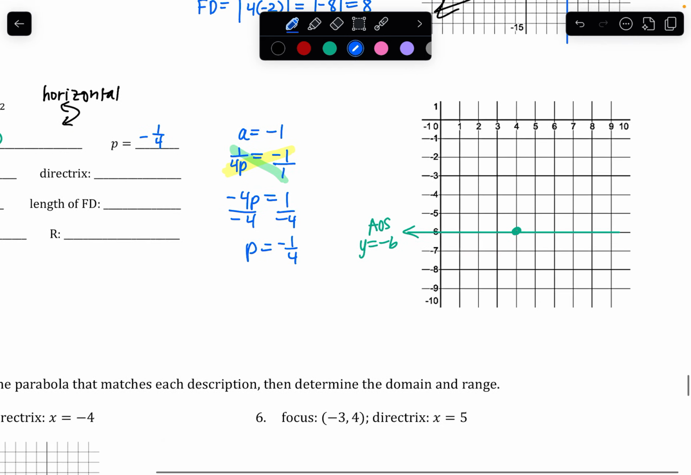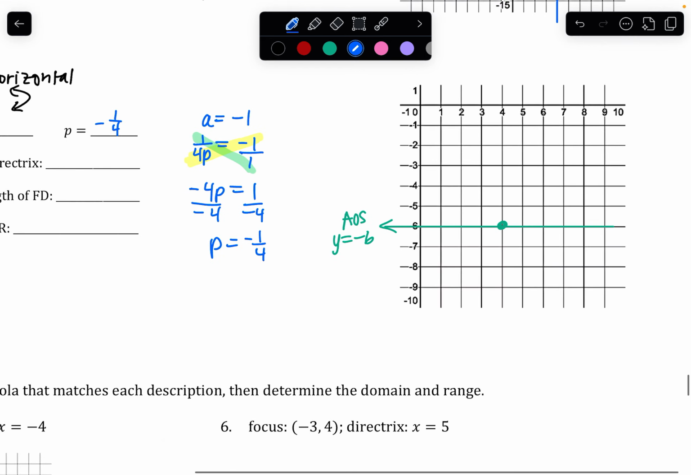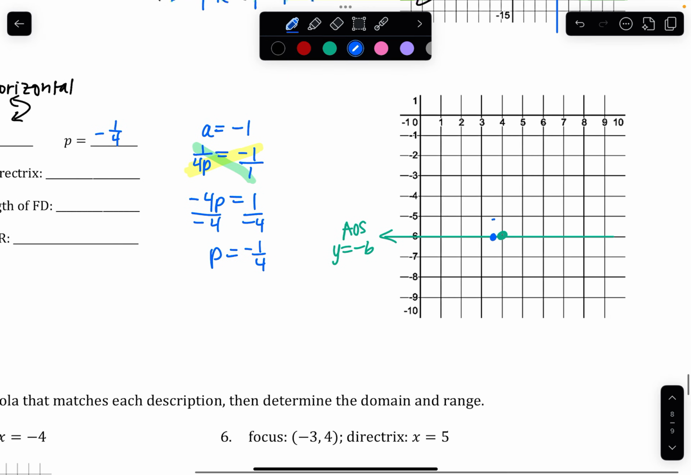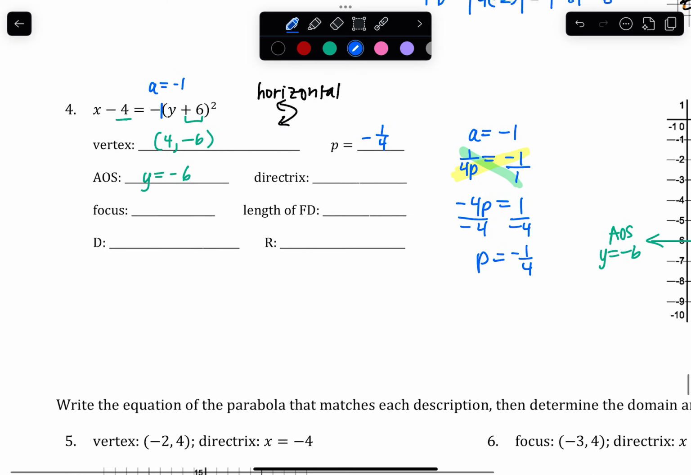Okay, and so because this is a horizontal parabola, that negative p value means we go left 1/4 to get to the focus. And then our directrix would be to the right 1/4. Okay, and so to the left 1/4 would put us at 3.75 in the x.